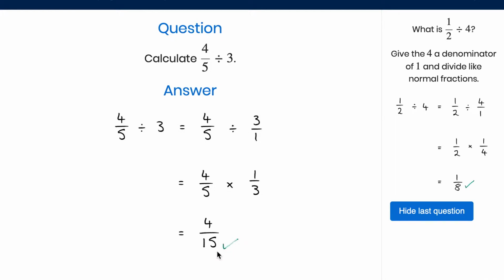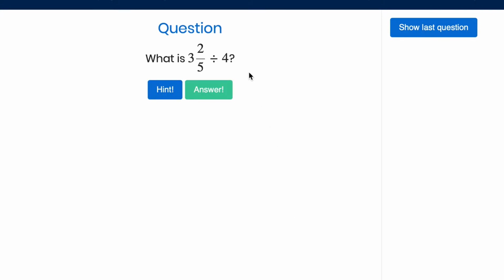And as a bonus, here's one more question, which is a little bit harder. What is 3 2/5 divided by 4? If you'd like to have a go yourself, pause the video now. Now, as a hint, change this mixed number 3 2/5 to an improper fraction. Okay, so here is the answer.